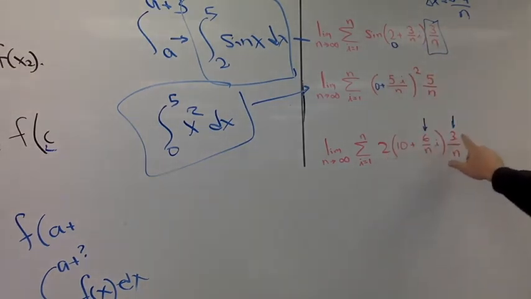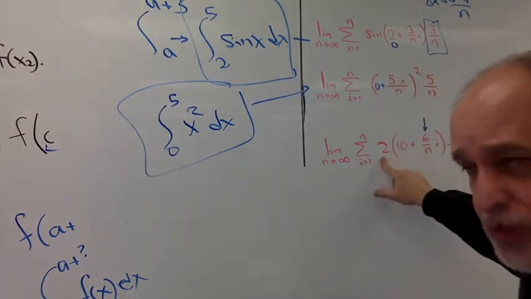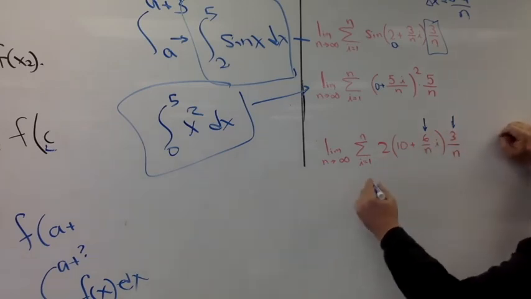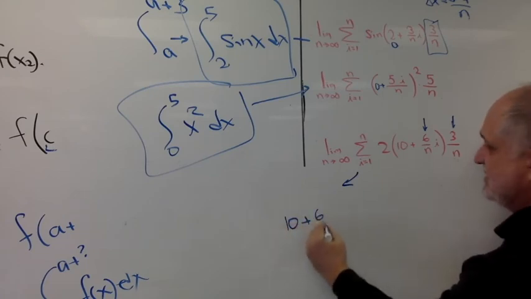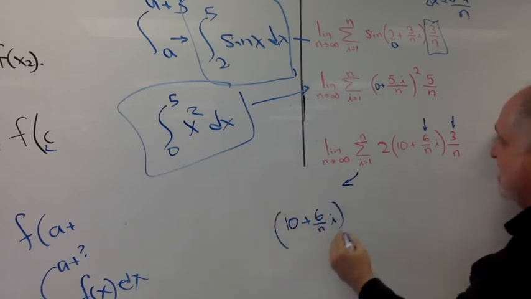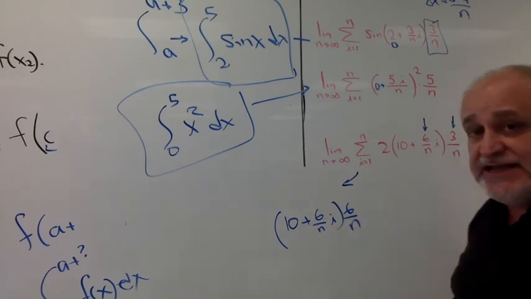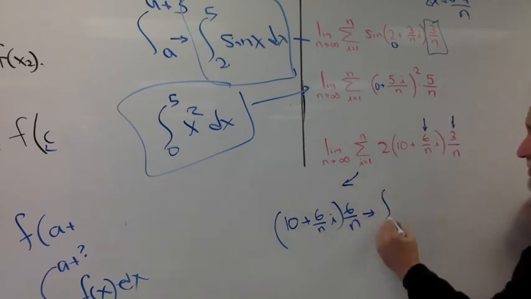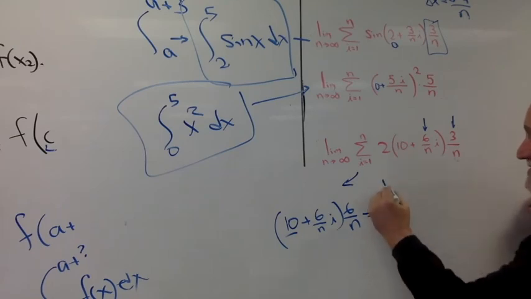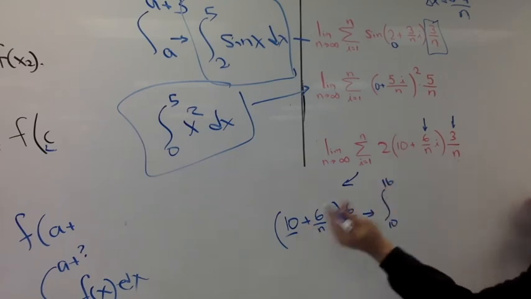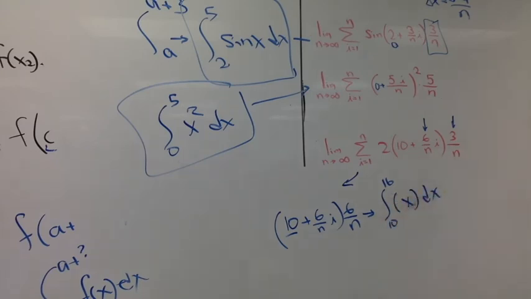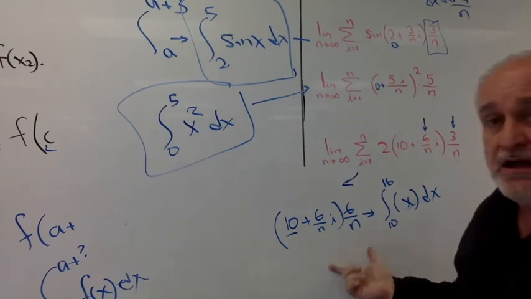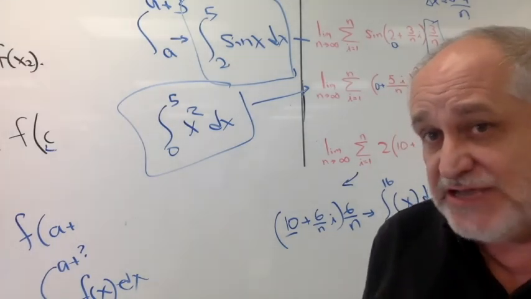Well, one of the things I could do is multiply this 2 times this 3, and what I end up with is 10 plus 6 over n i times 6 over n. And that translates easily enough to the integral from 10 to 16 of just x dx. And that's it.